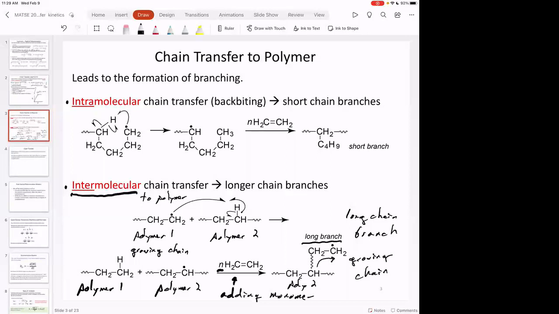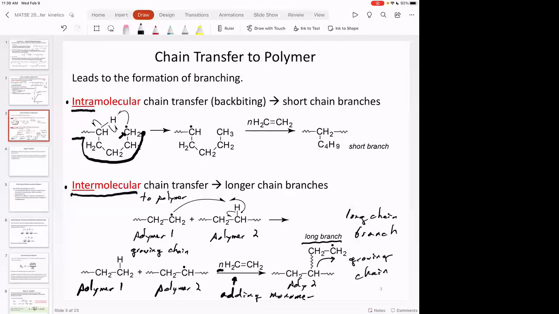Intramolecular chain transfer is within the same molecule. We don't use intra a lot, and it's spelled weirdly, and so I just think about it as the thing that's not intermolecular because I know what intermolecular is. And so basically we have a very similar reaction where we have a growing chain end, right? This polymer is actually looking like this with the growing chain end right here. And sometimes this is called backbiting. Let's call it intramolecular chain transfer.